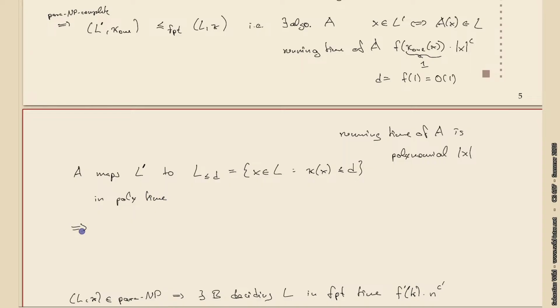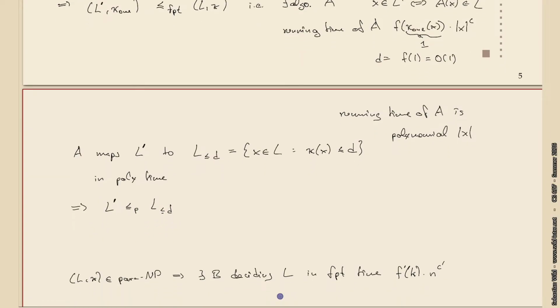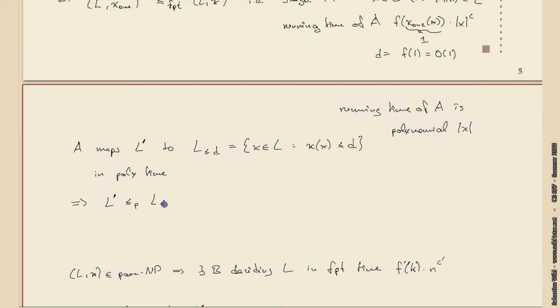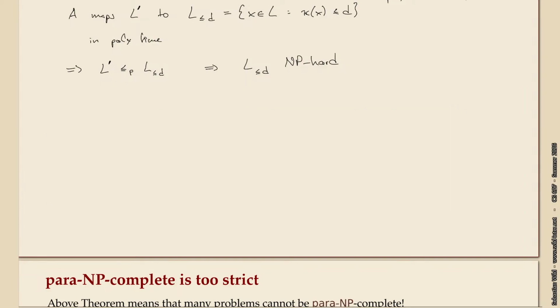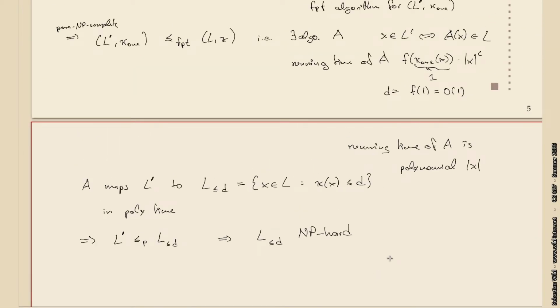So what we've actually shown is that L prime polynomial time reduces to L less or equal D. And that was an NP-hard language. So also this one is NP-hard. Okay, I'm gonna try to write it a bit clearer. And that's all we wanted to show. And this part is correct, but useless. Sorry for the confusion.